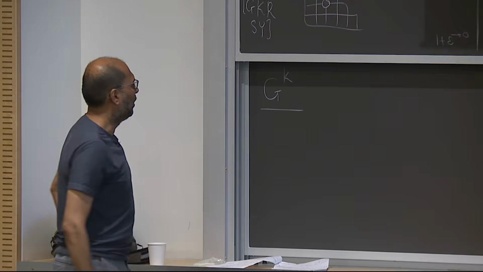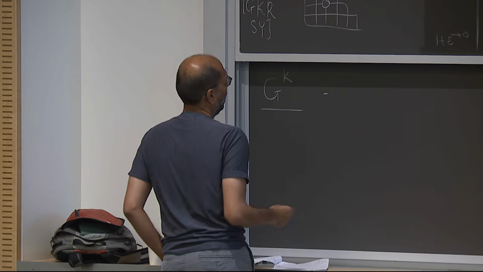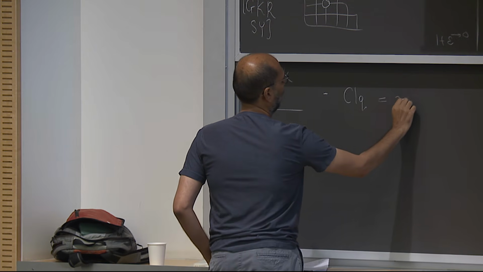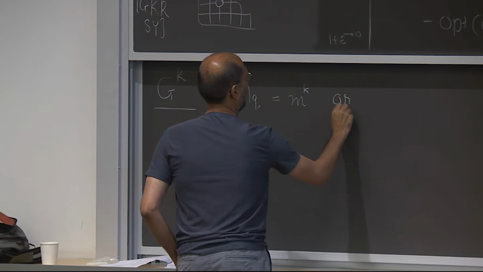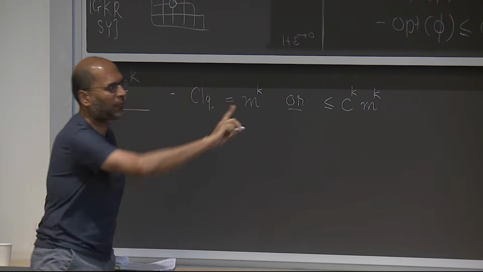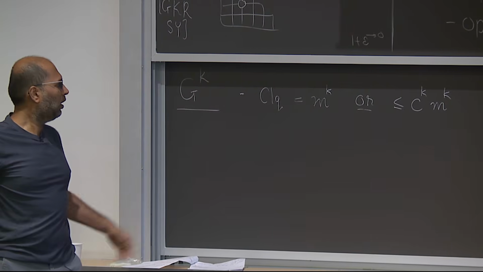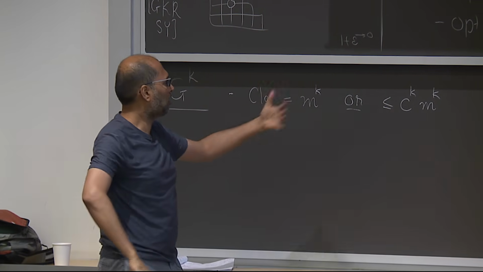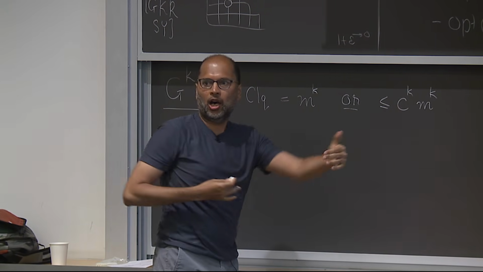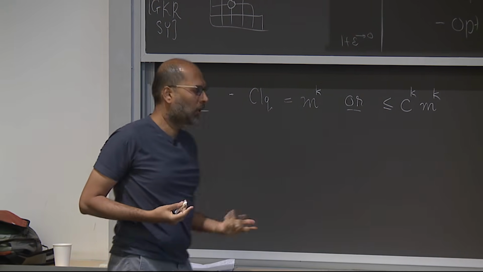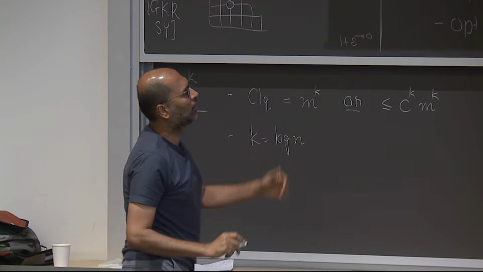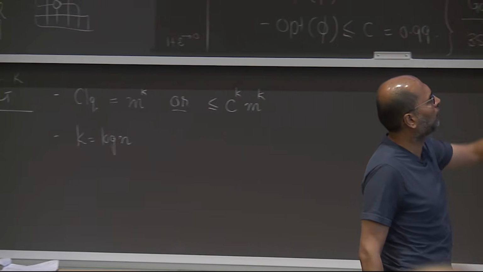So in the graph G to the K, it is the case that either the size of the clique is M to the K, or is at most C to the K times M to the K, right? Depending on which case you are in. And you can take K as large a constant as you want. It would still be a polynomial time reduction, and the gap would just become an arbitrarily large constant, right? You could even take K to be log n, n being the size of the graph.